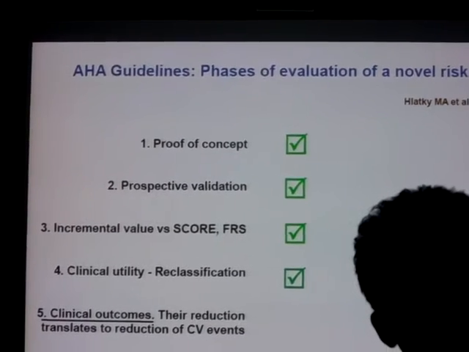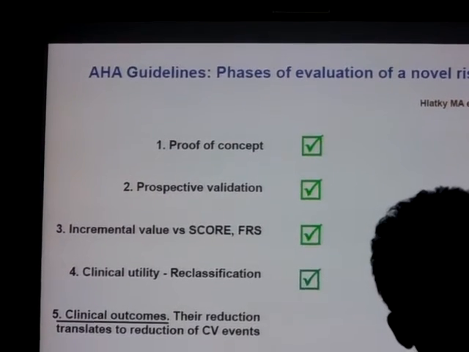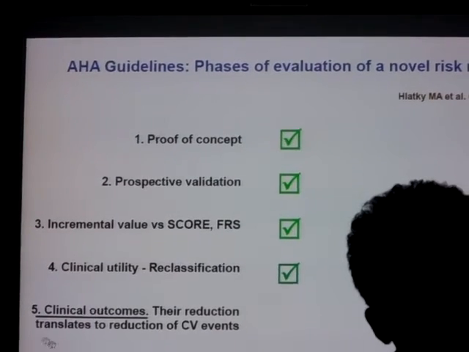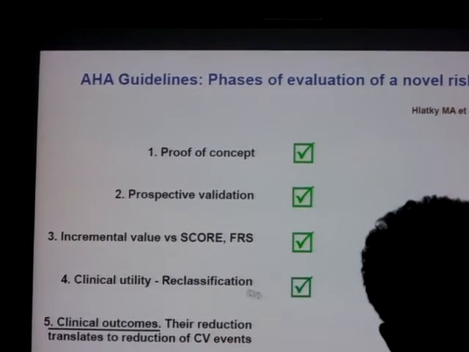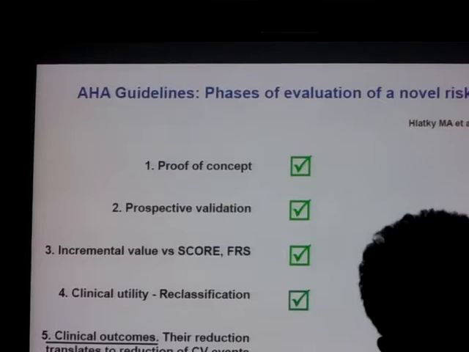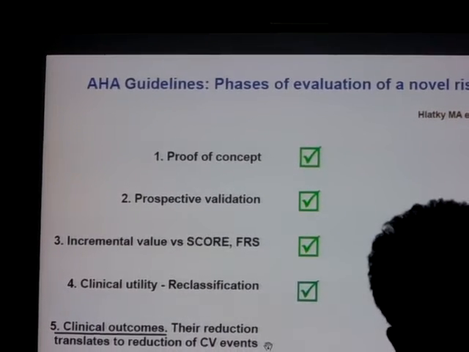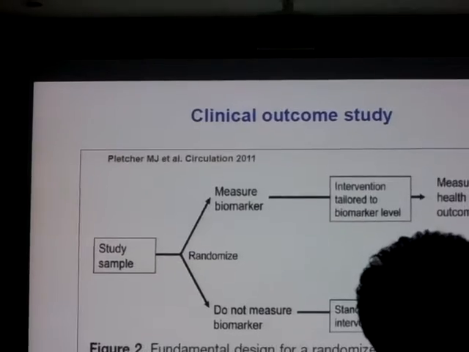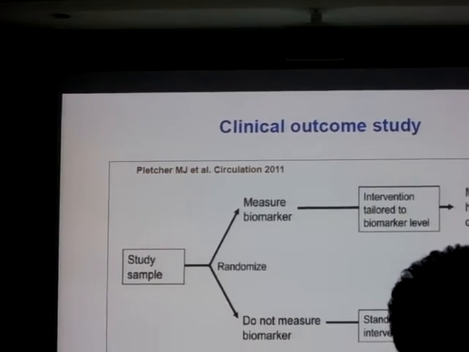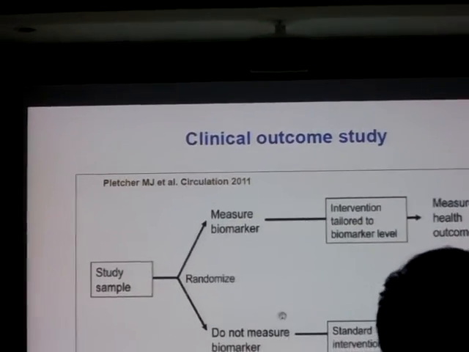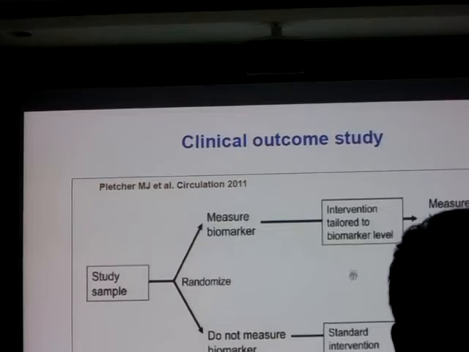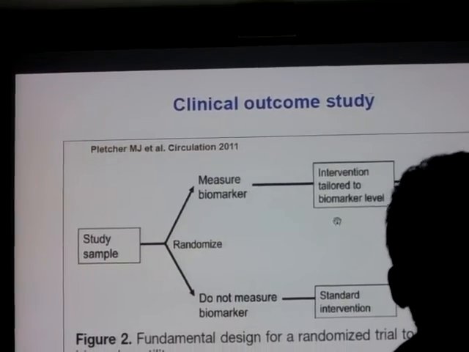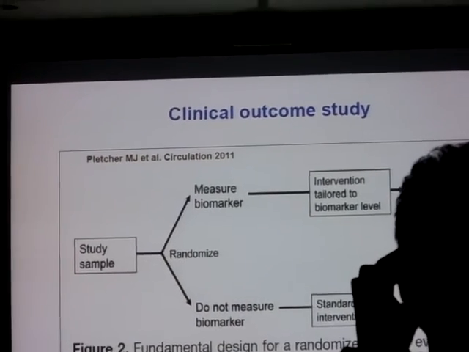And I will finish with number 5, which is clinical outcome. The true study needed to show that a reduction in arterial stiffness translates to a reduction in cardiovascular event. And if you follow the recommendation of the American Heart Association, finally, this is just a question of clinical trials.